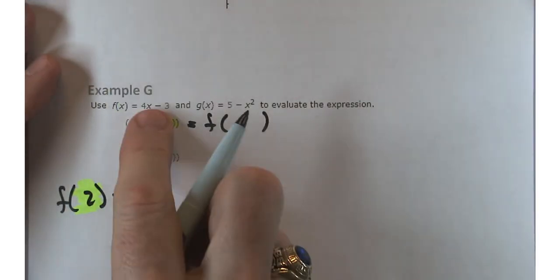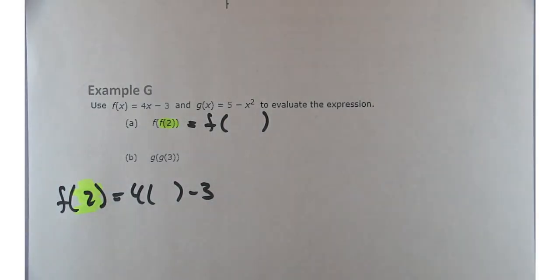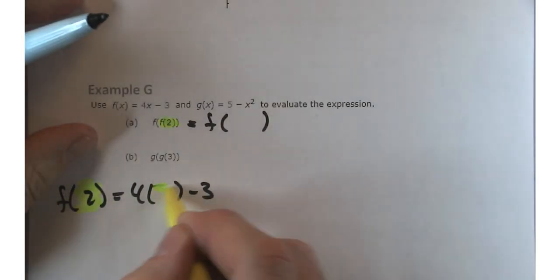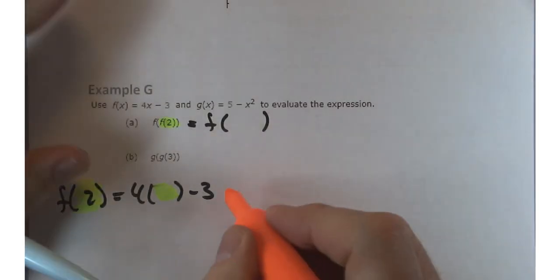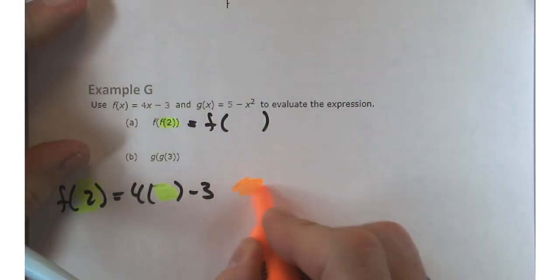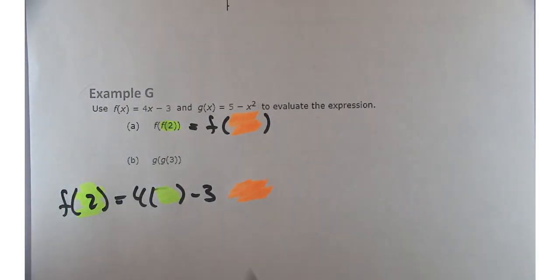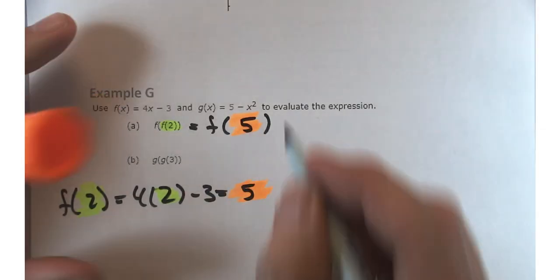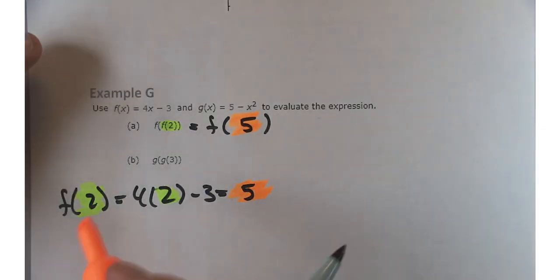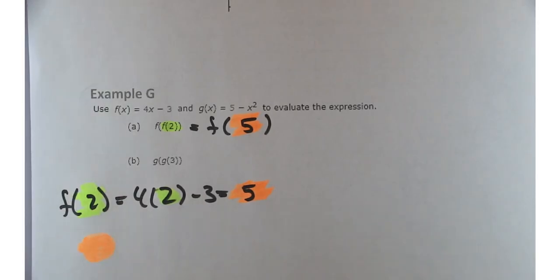F of 2 is going to be 4 times 2 minus 3. What does f of 2 give me? Yeah, 5, right? F of 2 is going to equal 5. So I'm going to put the 5 in here. And now I need to find f of 5. So let's find f of 5.